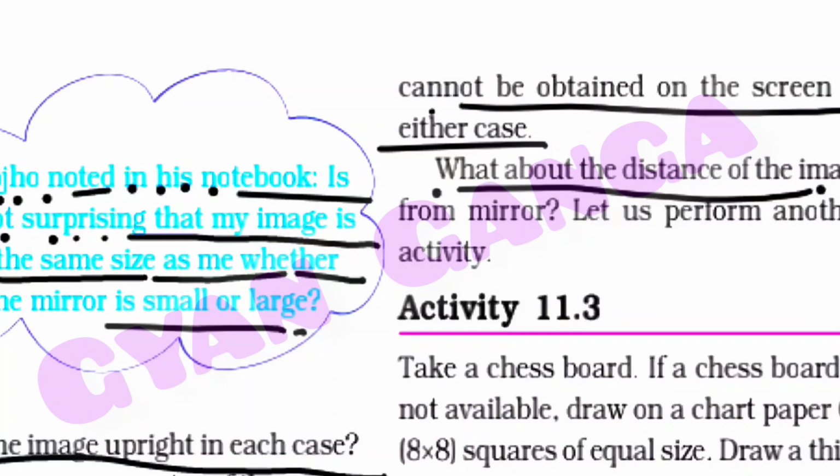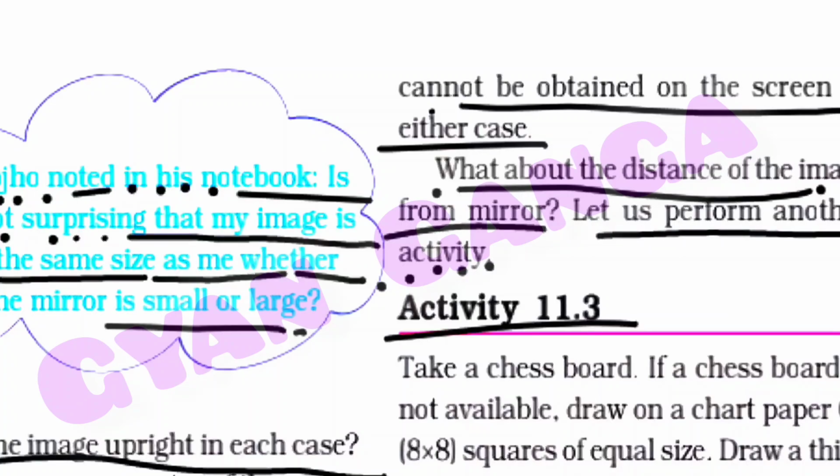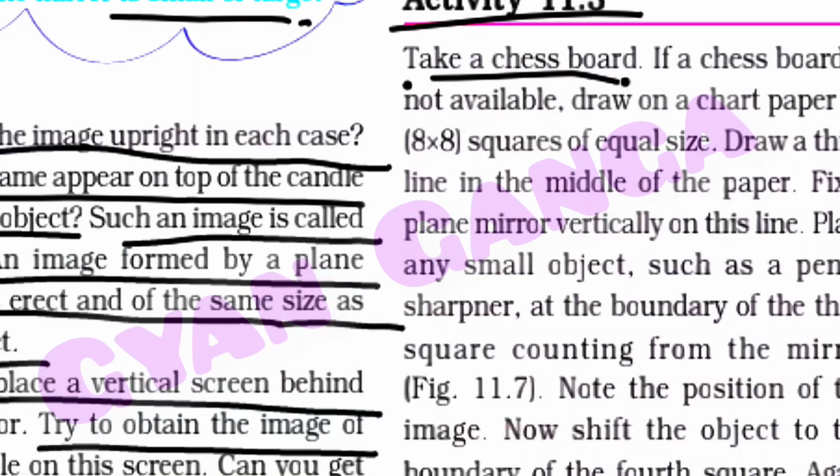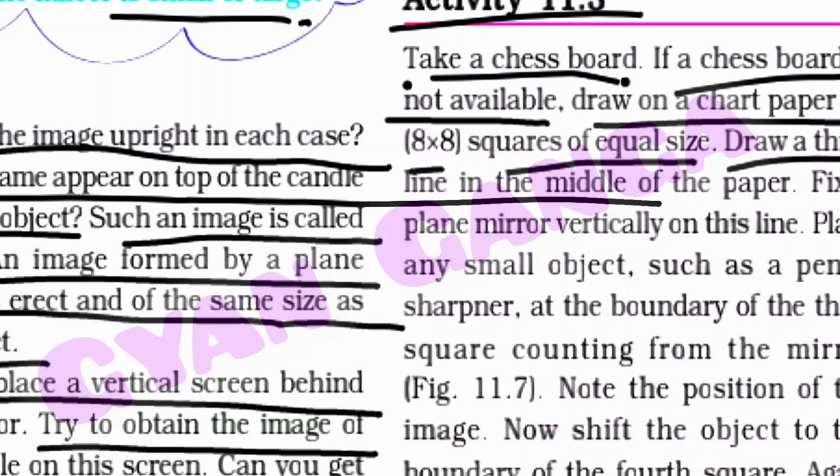What about the distance of the image from the mirror? Let us perform another activity. Activity 11.3. Take a chessboard. If a chessboard is not available, draw on a chart paper 64 squares, 8 by 8, of equal size. Draw a thick line in the middle of the paper. Fix a plane mirror vertically on this line.